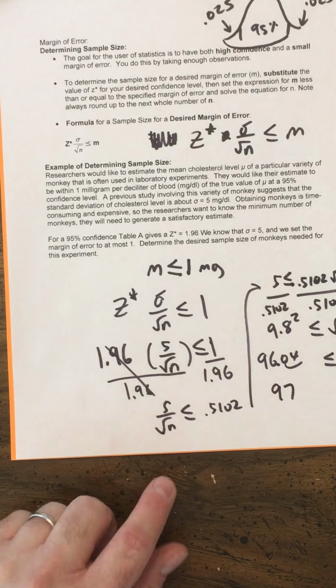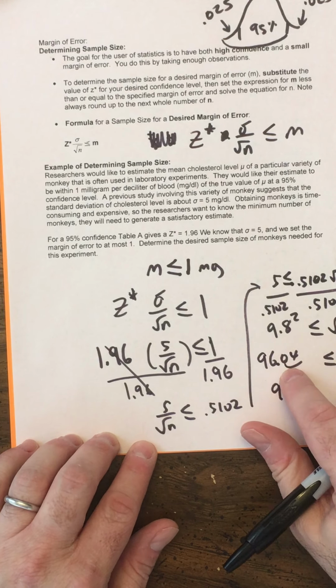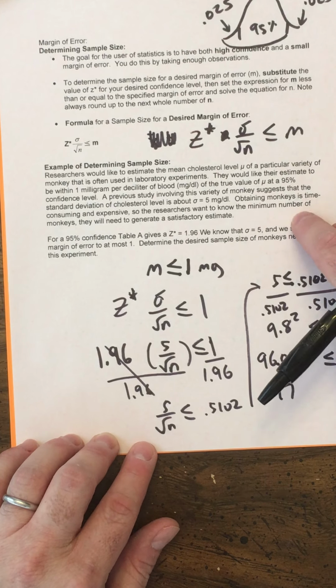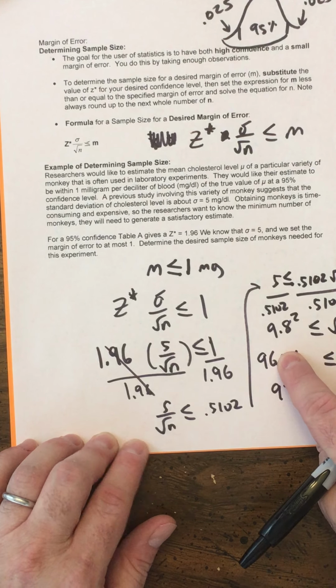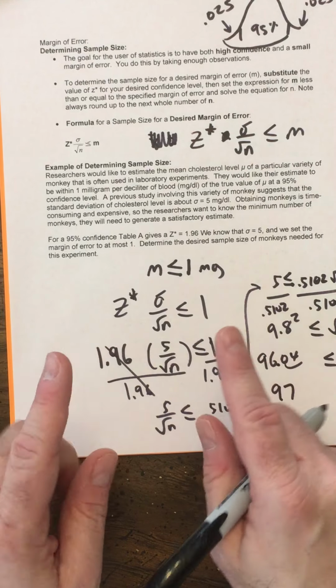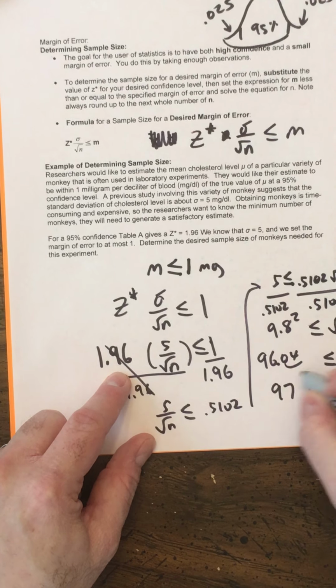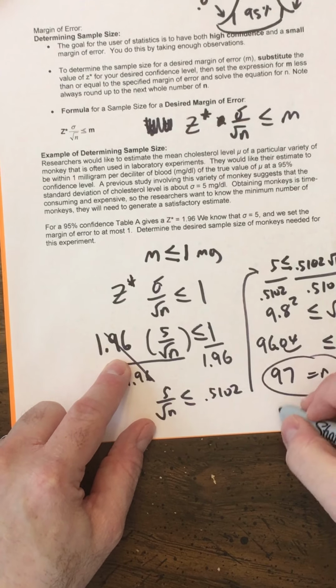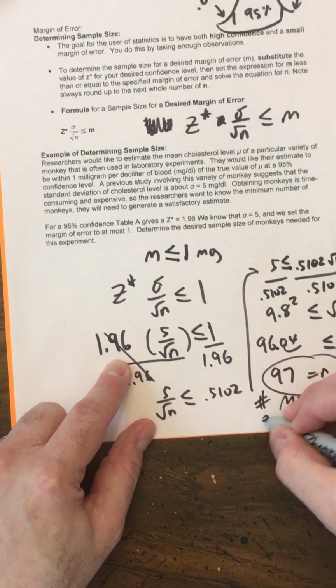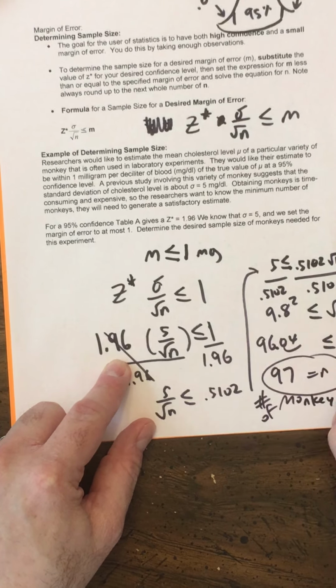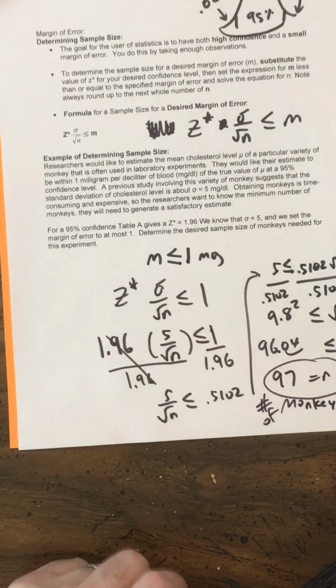You could fool around with these numbers by yourself. If you run this confidence interval, if you use 96, you're going to see your margin of error is going to be bigger than 1. But if you use 97, your margin of error is going to be less than 1. This is the number of monkeys you would need to have in order to guarantee that your margin of error is 1.